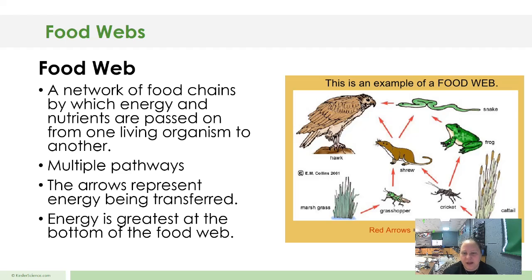So these are many food chains connected. Because if you just had the one food chain, it could be marsh grass, grasshopper, shrew, hawk. Whereas this shows different ways that crickets are consumed, through the shrew and the frog, and different ways the shrew is consumed. So it's multiple food chains.